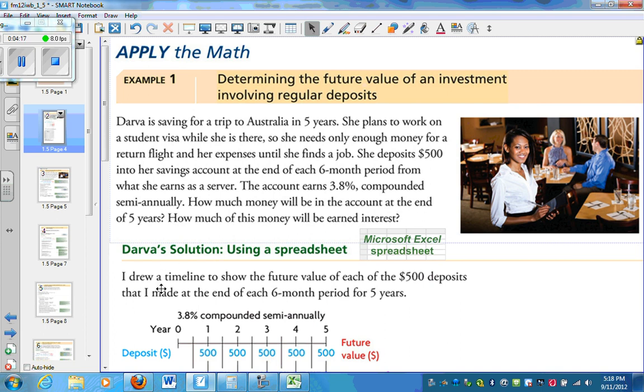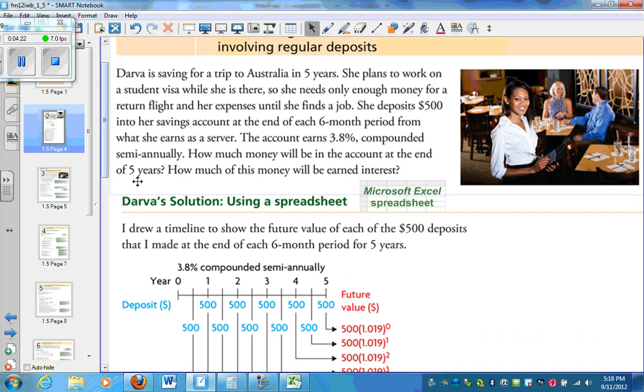So first of all, this is what someone did. They drew a timeline to kind of look at what's happening. It says that 5 years is the time. So first of all, they said, okay, let's divide this into 5 years. But every 6 months, she puts in $500. So 6 months is halfway in between. So at first, she starts with $500. Then after 6 months, she puts another 500, another 500, another 500. Okay? So in other words, there's 1, 2, 3, 4, 5, 6, 7, 8, 9, 10.